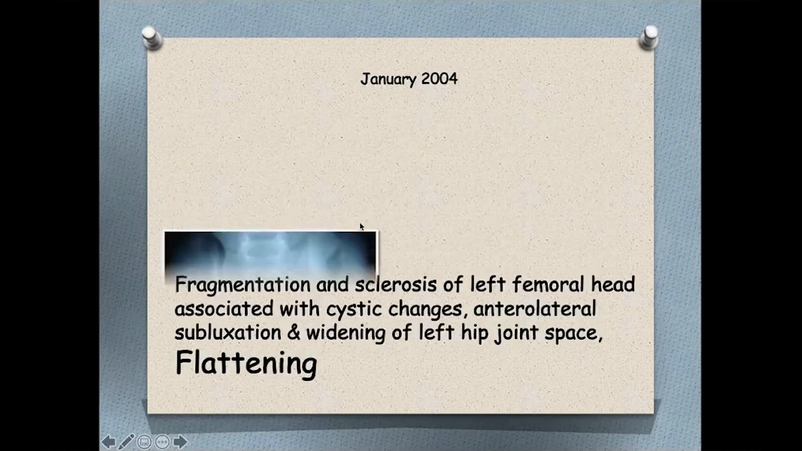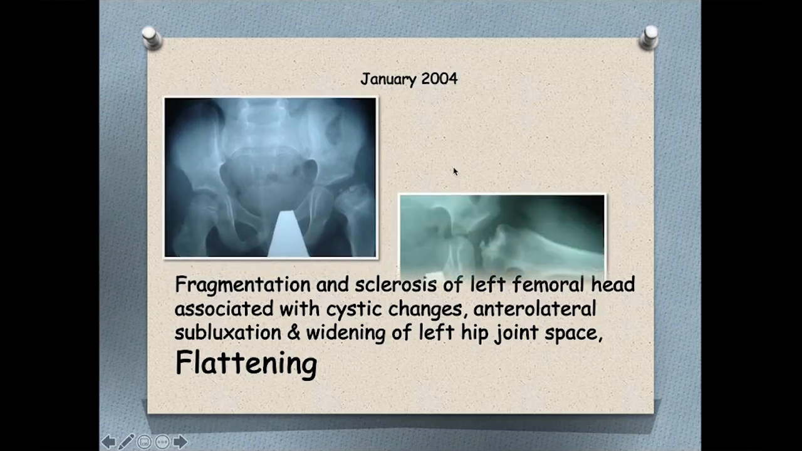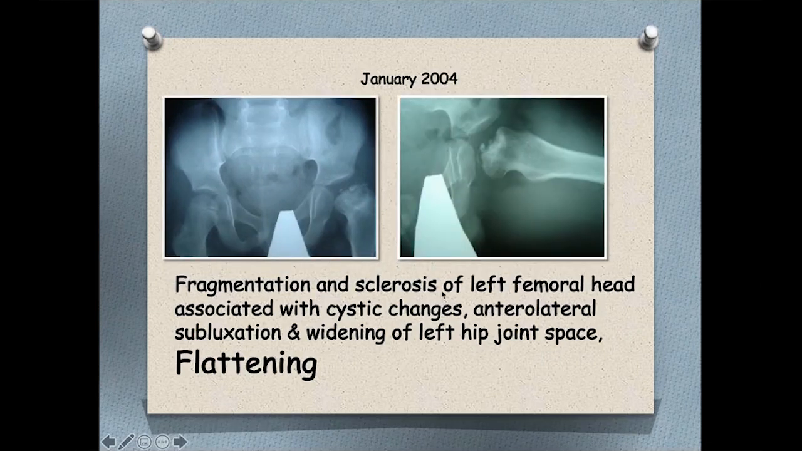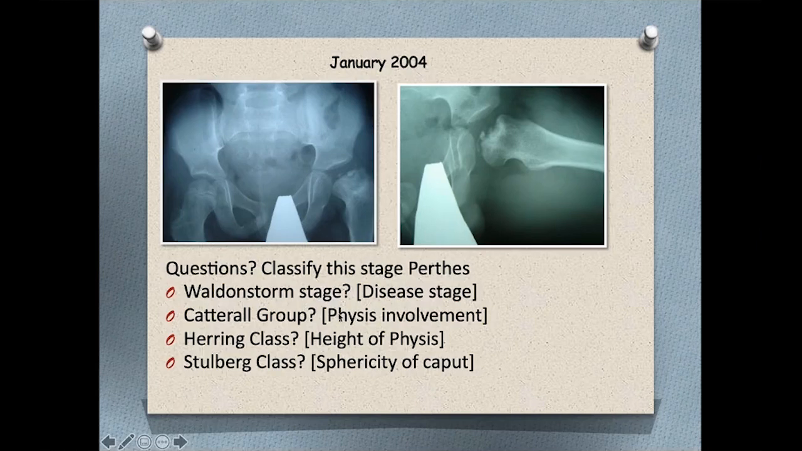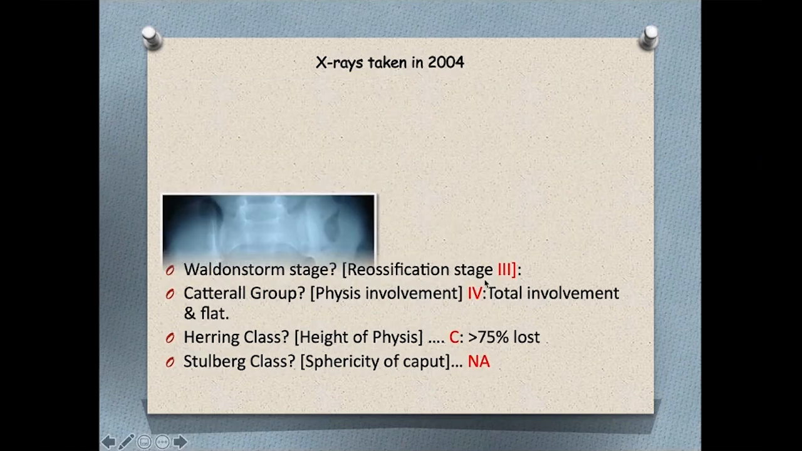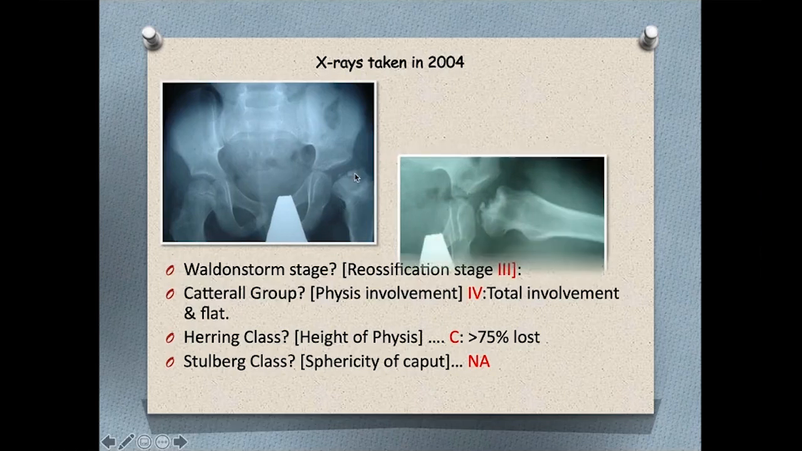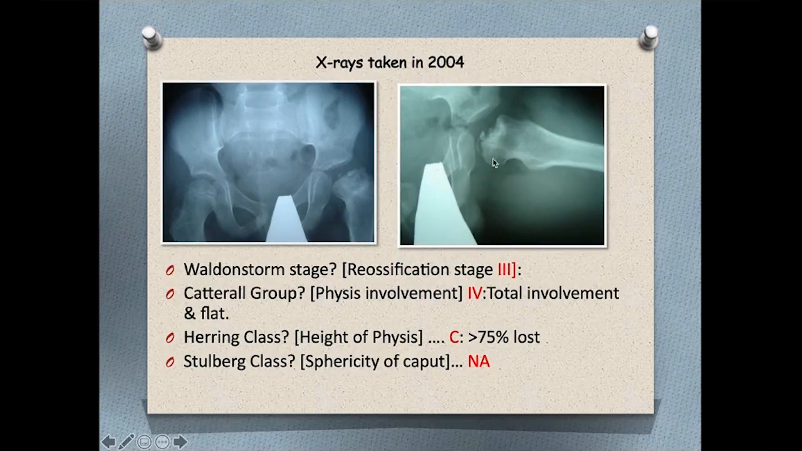Okay. So again, yes sir. In 2004, there is fragmentation and sclerosis. Flattening is more important. The fragmentation, sclerosis, but this is the regeneration stage. So in 2004 again, okay, there is a Waldenström disease stage. Now we will move further. The stage 3 is the Waldenström, because this is the reossification stage. This is reossification. Stage 4 Catterall, because of the significant height loss. But stage 3 I will call again. Not the total. This portion is less involved. So it means stage 3 Catterall.